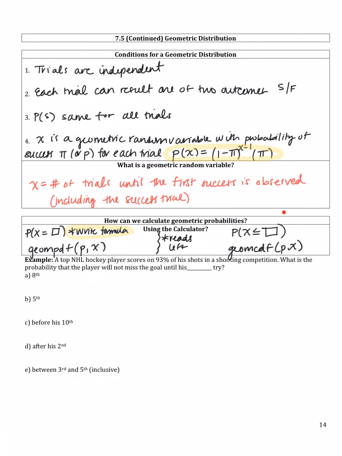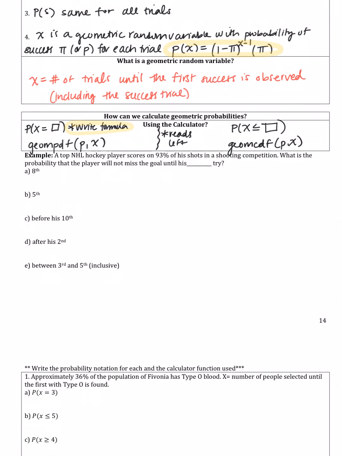All right, let's do this first example. A top NHL hockey player scores 93% of his shots in a shooting competition. What is the probability that the player will not miss the goal until his whatever try?